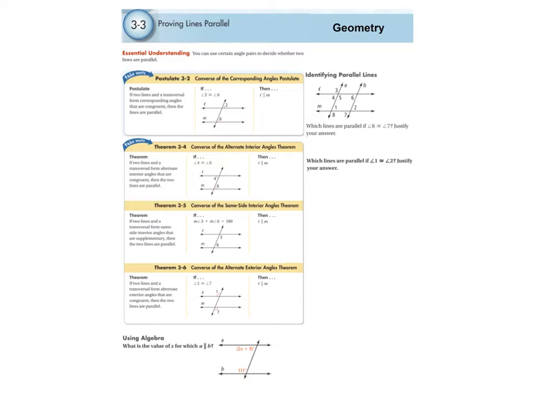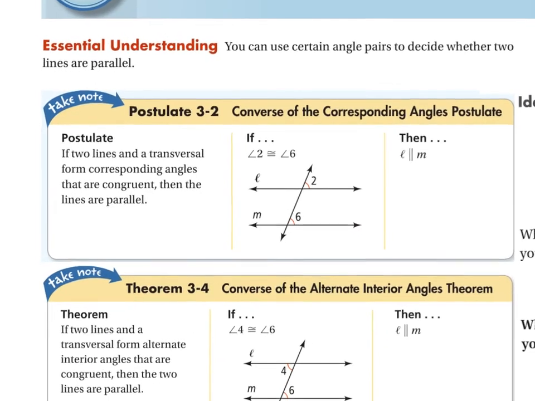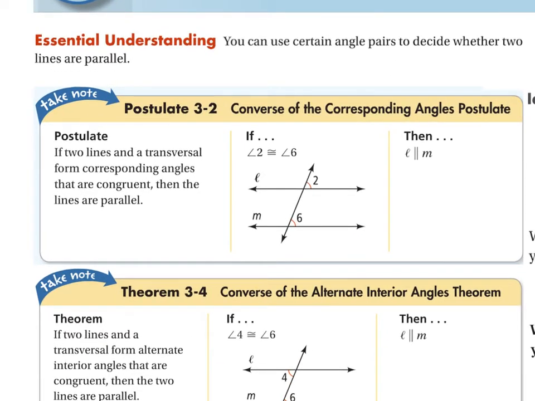Remember that converse idea from Unit 1. So let's take a look here. We have our four postulates and theorems. The first one is a postulate because it is the converse of our corresponding angles postulate. And again, a reminder, converse just means that we're flipping the if and the then. So now we're saying if corresponding angles are congruent, then the two lines must be parallel. Because that is the only time that happens. All right? If corresponding angles are congruent, then the two lines are parallel.